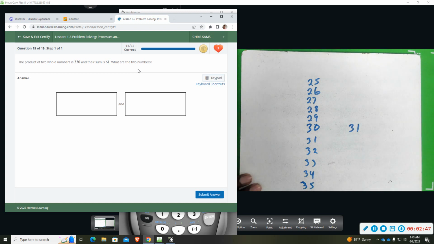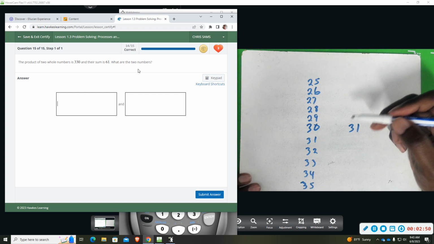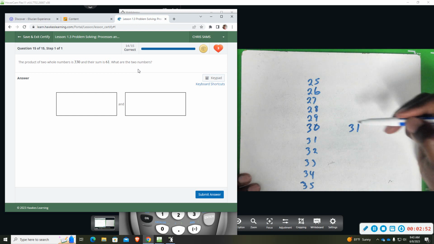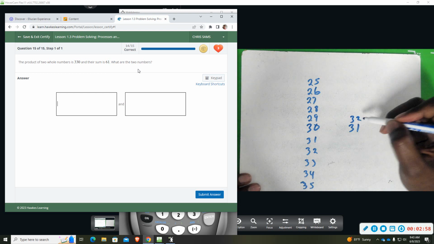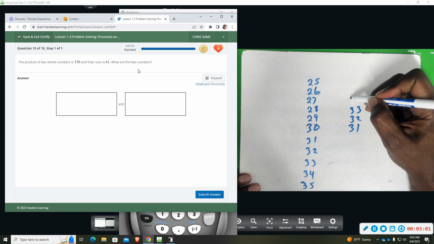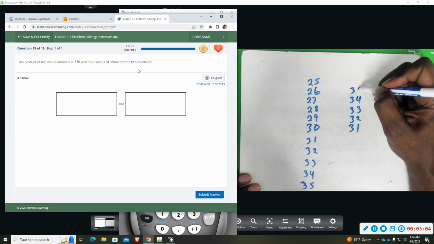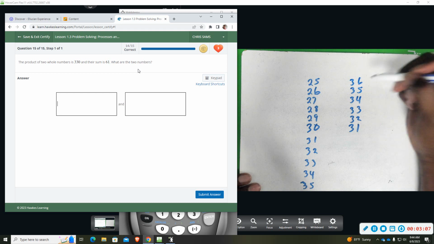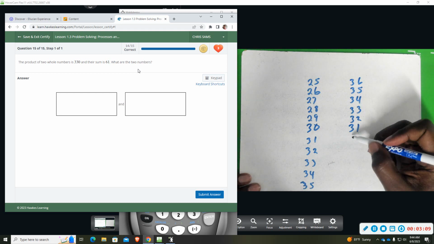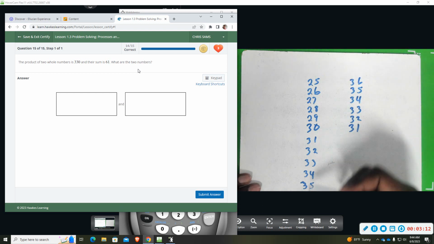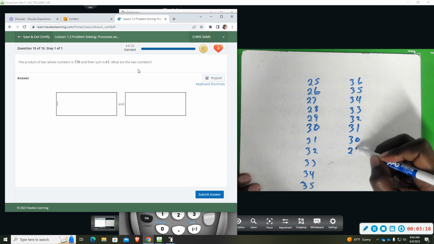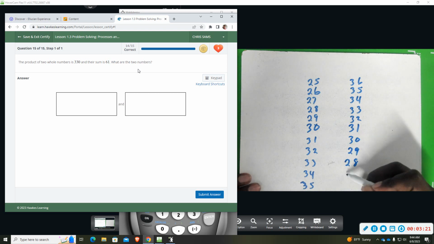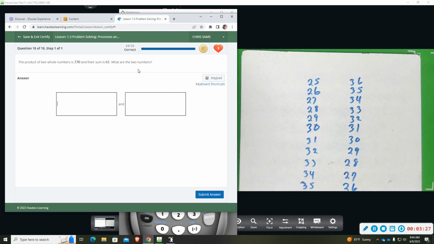Okay, and then I'm going to do the same thing with the 30. So since this one was going down as I go up, this one will be going up. So this will be 32, 33, 34, 35, 36, and then this one will be going down from the top. So this one is counting up as we go down. This one's counting down as we go down. 30, 29, 28, 27, 26.